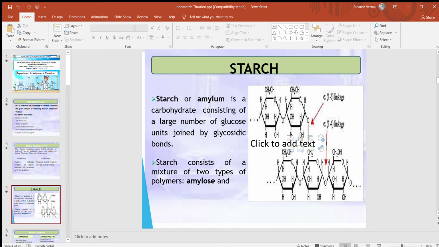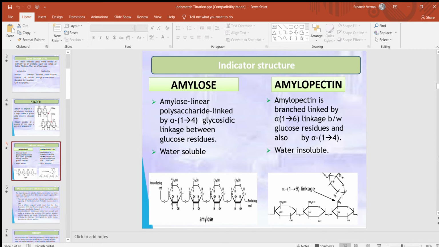Starch, the indicator which we are using, is a natural polymer, which is a carbohydrate and also known as amylum. It consists of a large number of glucose units joined together by glycosidic bonds. The starch consists of two moieties, amylose and amylopectin. Amylose is a linear chain structure, whereas amylopectin is a branch chain structure. Amylose is water soluble, whereas amylopectin is water insoluble.